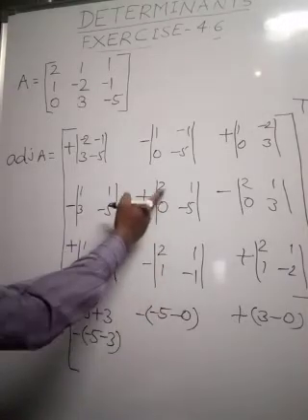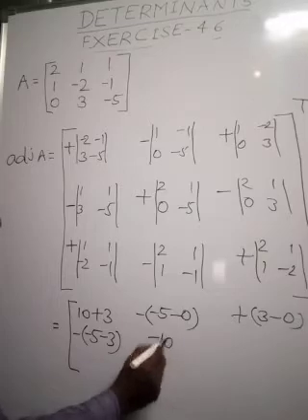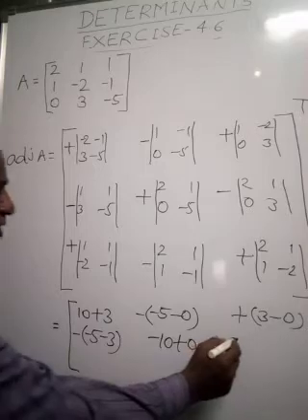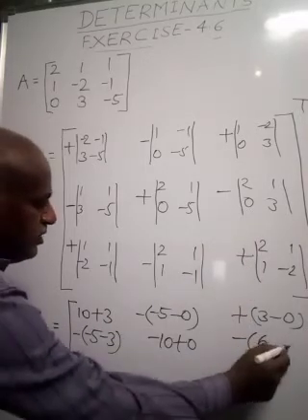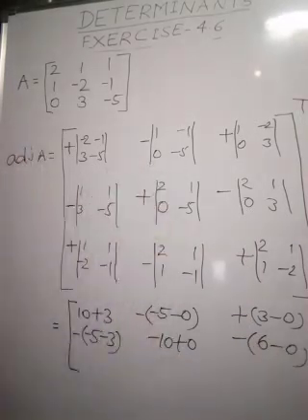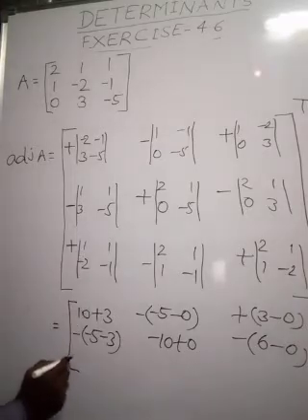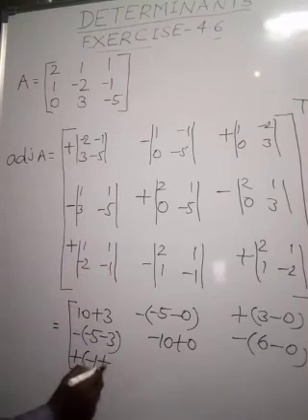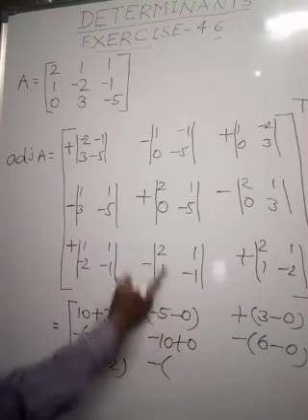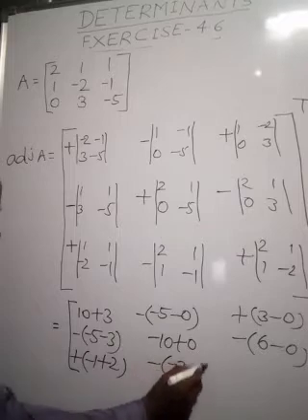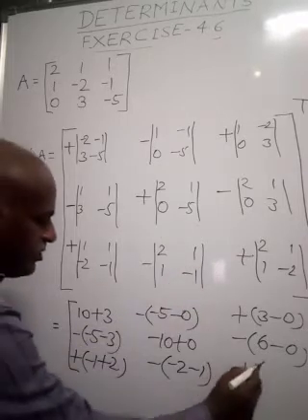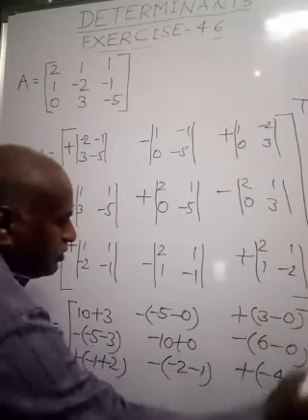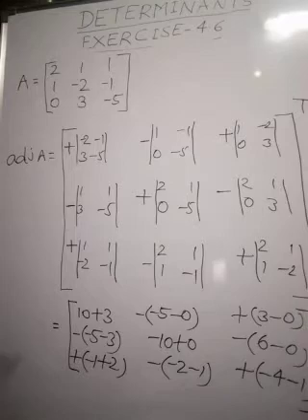Here what will you get? Minus 10 plus 0. Third, minus of 6 minus 0. You know, cross multiplication. Now third row elements. Plus of minus 1 plus 2. Minus of minus 2 minus 1. Plus of minus 4 minus 1. Whole transpose. Don't forget this one.